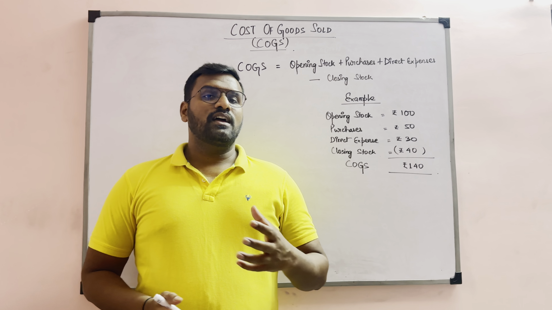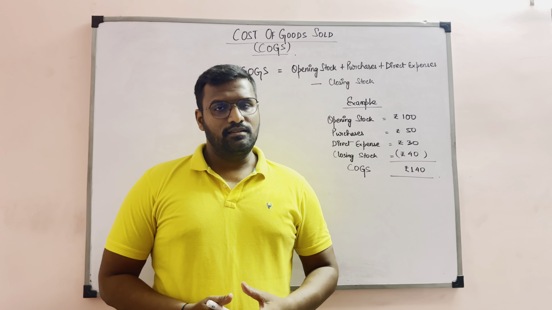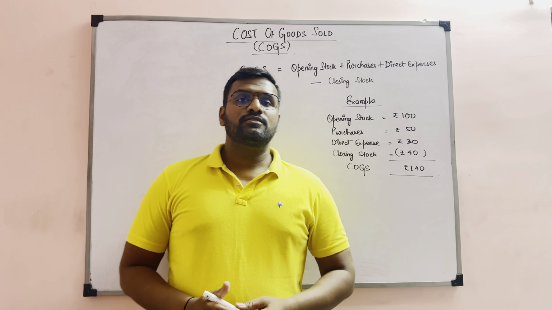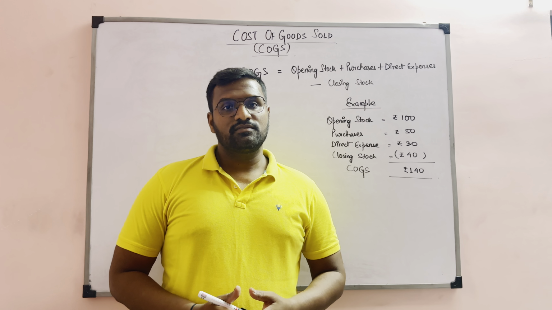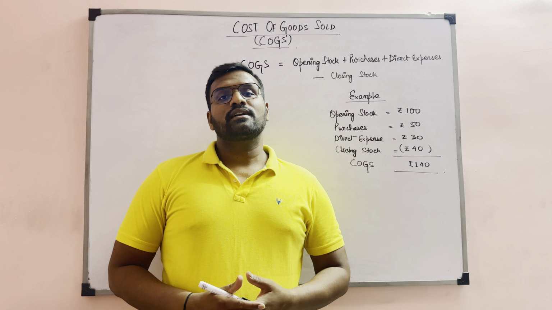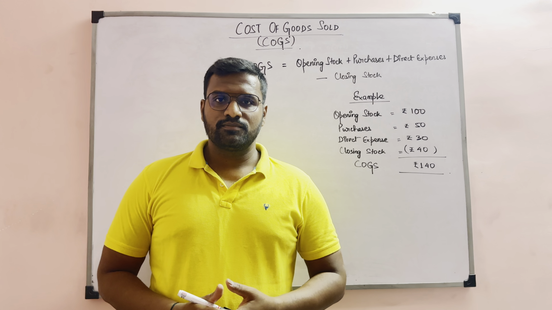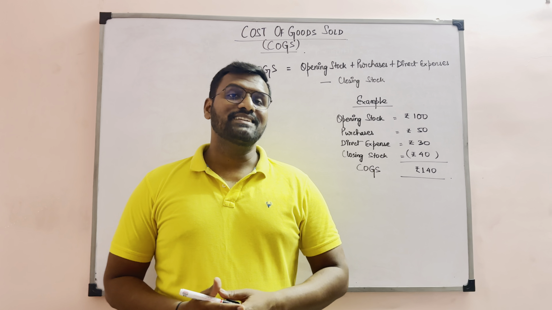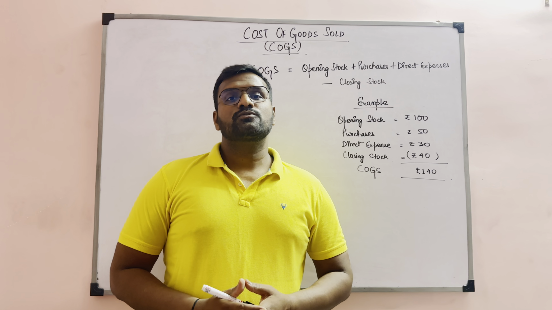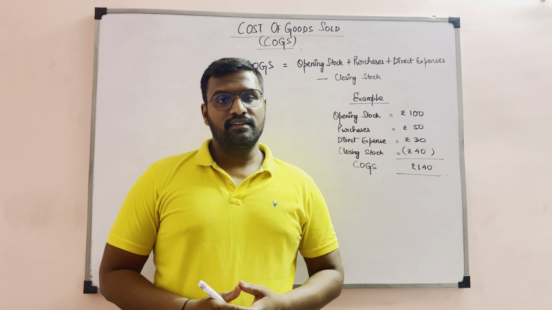Opening stock is the value of the goods that is already there in our godown, or in our stock as we say. And along with that, during the year we have some purchases where we are buying furthermore goods. And while doing so, at times we incur some additional costs. Those are what we refer to as direct expenses. All these three together give us the total cost of the goods that we have.